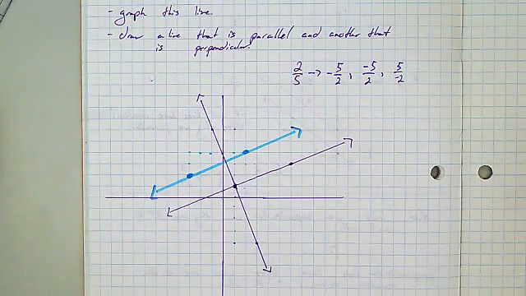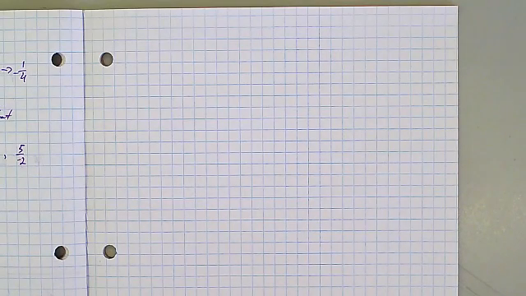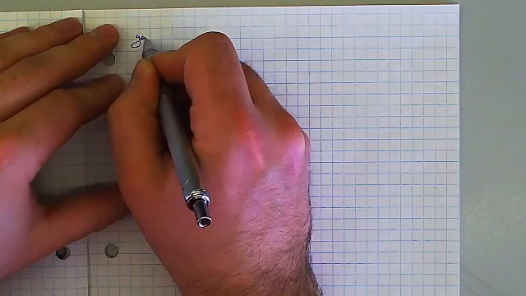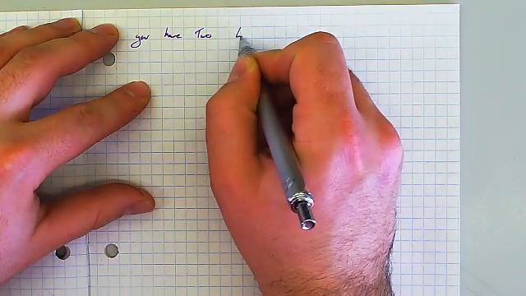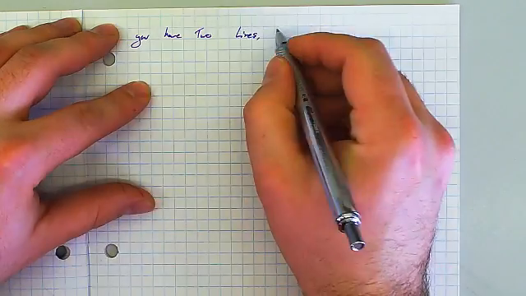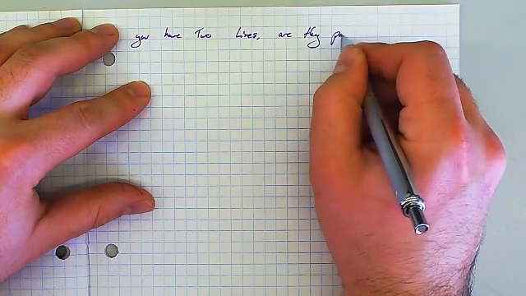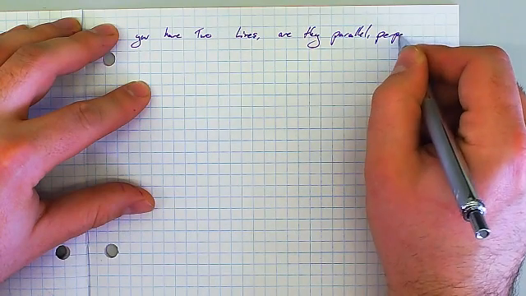Your goal is to see, I'm going to give you two lines. You're going to tell me if they're parallel, perpendicular, or neither. So you have two lines. Are they parallel, perpendicular, or neither?